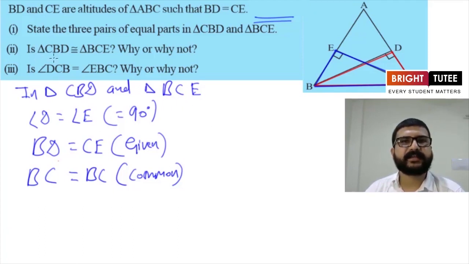Now the second question here is, is triangle CBD congruent to triangle BCE? We have to tell why or why not. If they are congruent, we have to tell by which criteria they are congruent. So what do you think, are they congruent? So here we are having both the triangles are right angle triangles, as one of the angles is a right angle, and then we are having BD is equal to CE, and what else do we have? BC is equal to BC.